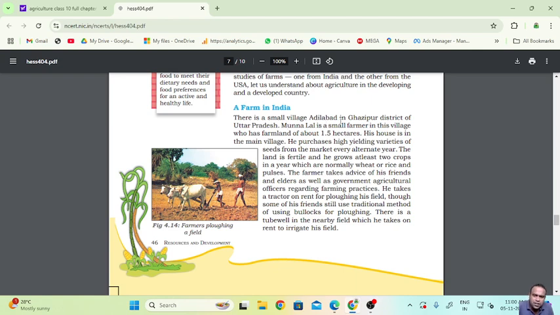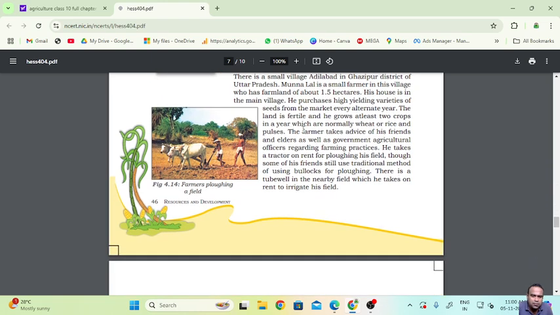There is a small village in Adilabad in Ghaziapur district of Uttar Pradesh. Munna Lal is a small farmer in the village who has farmland of about 1.5 hectares. His house is in the main village. He purchases high yielding varieties of seeds from the market every alternate year. The land is fertile and he grows at least 2 crops in a year, which are normally wheat, rice and pulses. The farmer takes advice from his friends and elders as well as government agricultural officers regarding farm practices.